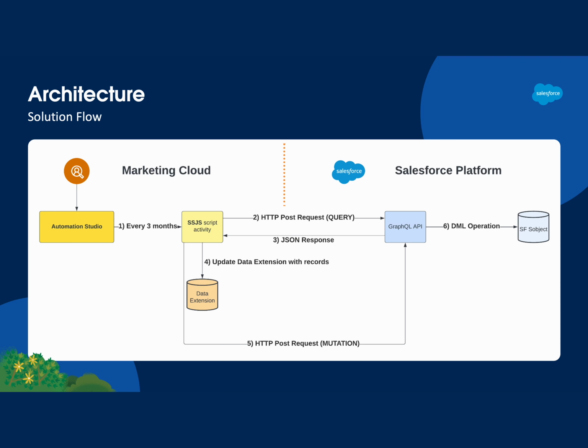Before jumping into the demo, the architecture that we will follow is the following. We have Marketing Cloud on the left, Salesforce on the right. We have Automation Studio that every 3 months will run a server-side JavaScript activity. This activity makes a POST request, so a GraphQL query, to the GraphQL API. The GraphQL API responds with JSON. That JSON is parsed by the server-side JavaScript activity, and accordingly it updates the data extensions with the records. While the data extensions are updated, with new records created or updated, it then sends another POST request, in this case a mutation, to the GraphQL API to make a DML operation. It will update the contacts with the flag that I mentioned, telling that those contacts were successfully sent into Marketing Cloud. The DML operation, of course, is on a Salesforce object, in this case the Contact object.